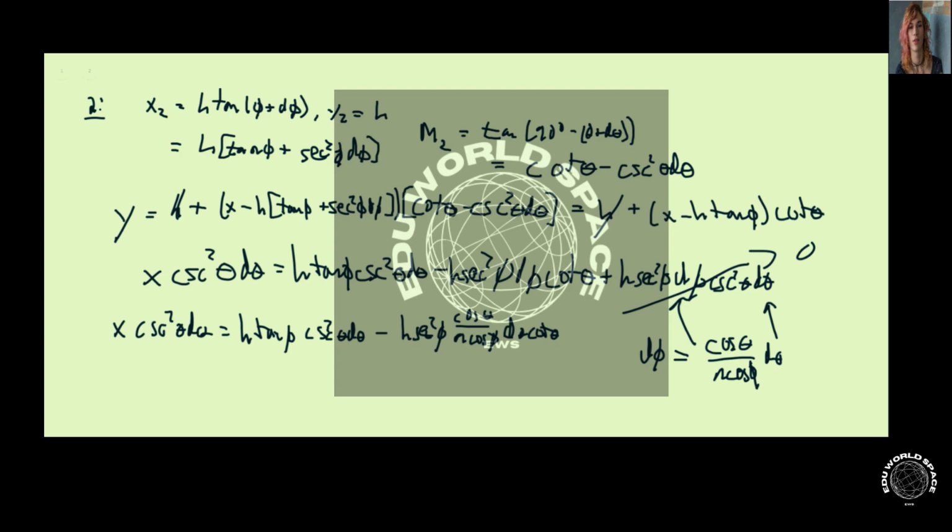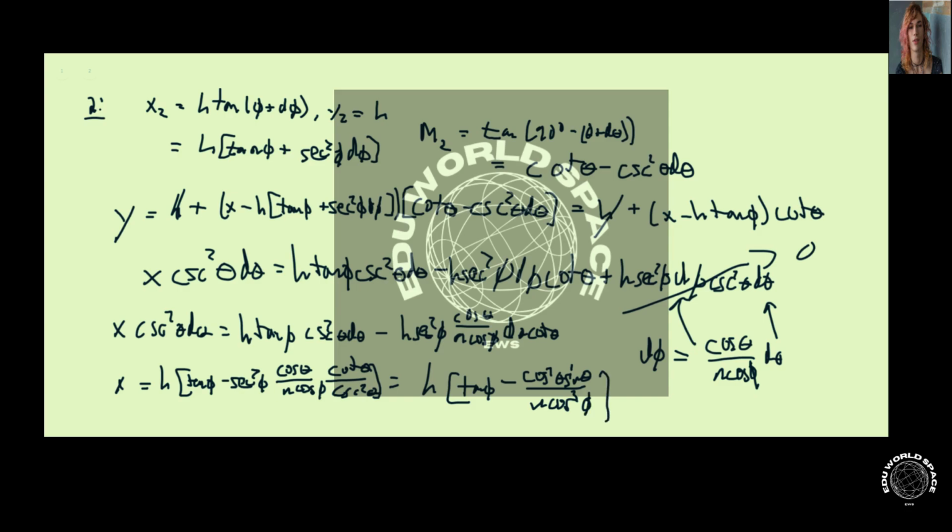Now we just solve this out and we see that x is equal to h times (tan phi minus secant squared phi cosine theta over n cos phi, cotangent theta over cosecant squared theta). Simplify this a little bit more. This is h times (tan phi minus cosine squared theta sine theta over n cos cubed phi). Cool, we're getting there. Now we can just plug in numbers for this.